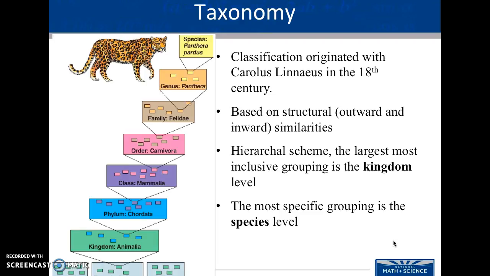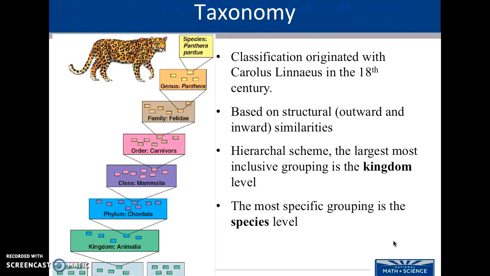inward and outward, but we didn't have the capacity to look at DNA yet, so we did not have a way to organize groups of like species based on their DNA. It was just based on gene or phenotype rather than genotype. This scheme, taxonomy, is hierarchical.